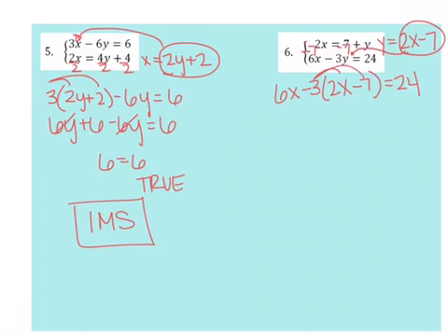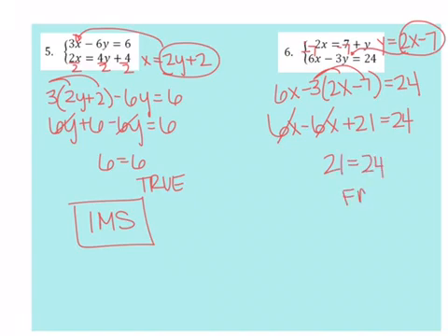Distribute. So 6x minus 6x plus 21 equals 24. Well, the 6x minus 6x cancel, and I'm left with 21 equals 24. This is a false statement. We know that 21 does not equal 24. So then this is going to be a no solution.